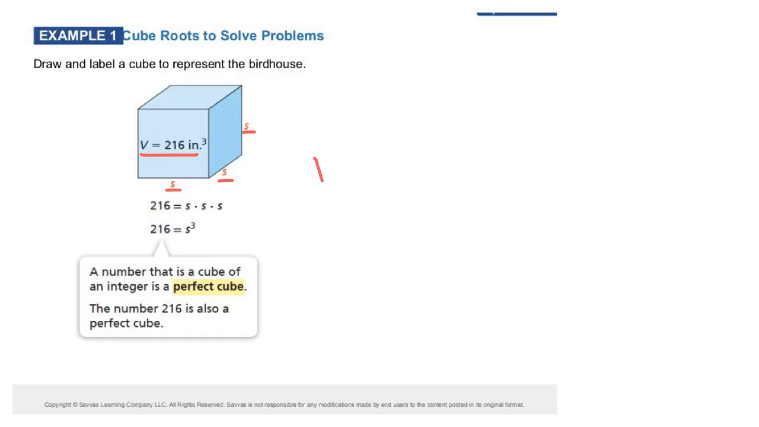So volume is normally length times width times height. But because all of those are the same letter, they simply said that the volume, 216, is equal to a side times a side times a side. And then from there, they changed this into our shorthand notation, S cubed. You're going to notice that they give you a vocabulary definition. A number that is a cube of an integer is a perfect cube. A cube means it's 3 of the same factor. In this case, it's something times itself is 216.